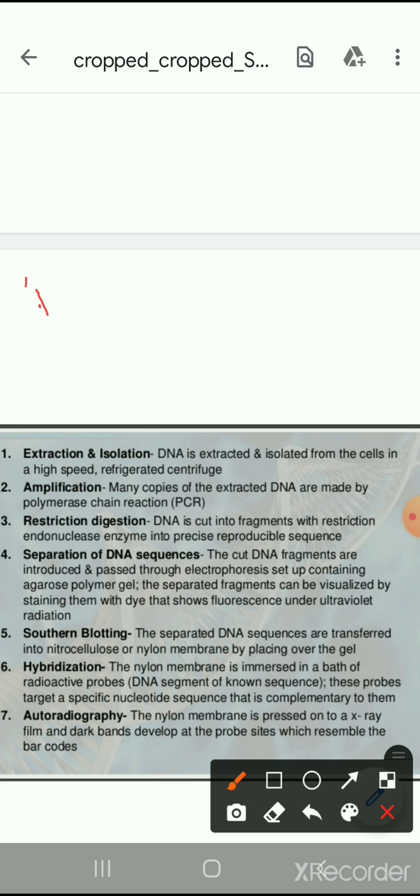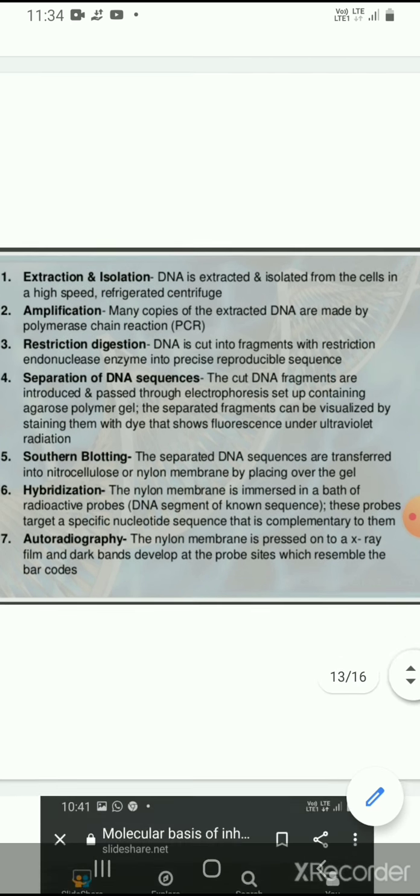Then hybridization: the nylon membrane is immersed in a bath of radioactive probes. These probes target a specific nucleotide sequence that is complementary to them. Then autoradiography: the nylon membrane is placed against an X-ray film and dark bands develop at the probe sites, which resemble a barcode. So this is the method by which DNA fingerprinting is done.